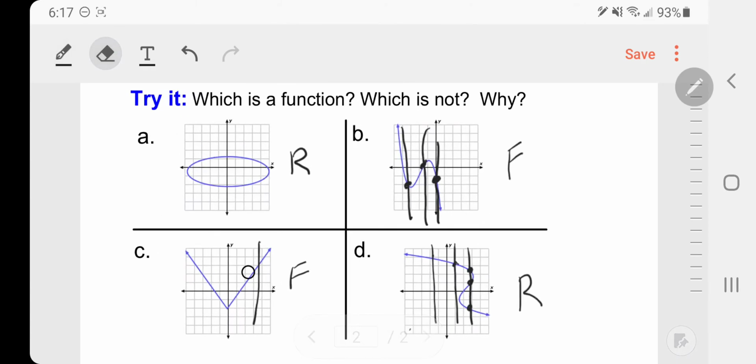Okay, and again, if we want to test to see if our functions are one-to-one, let's take a look. This one is not one-to-one, because again, it crosses twice, which means the y's would repeat. And again, here, also not one-to-one, because it would have one single x going to multiple y values.